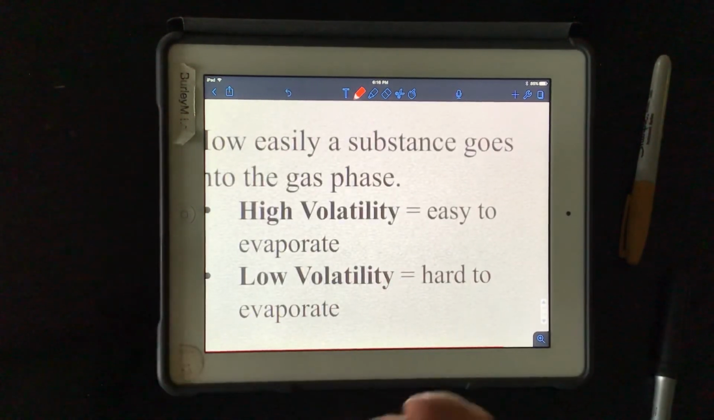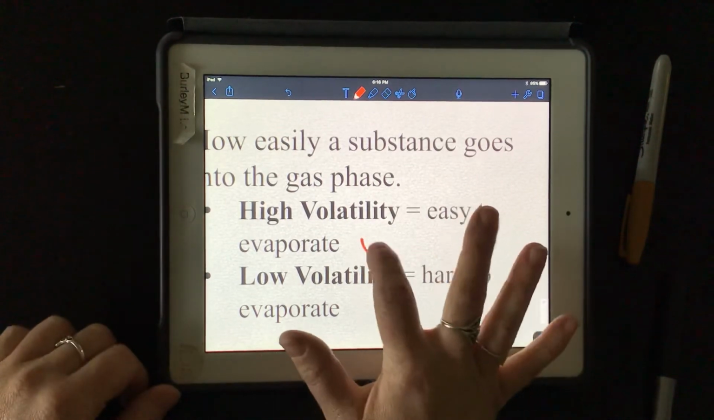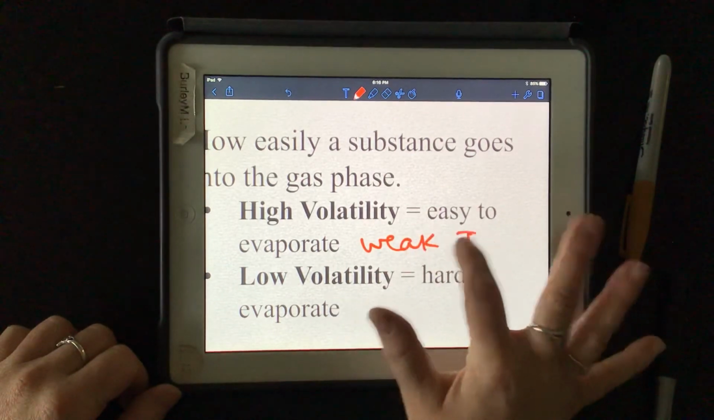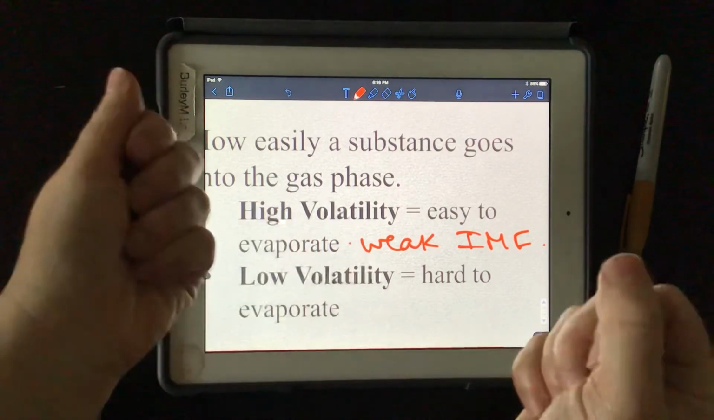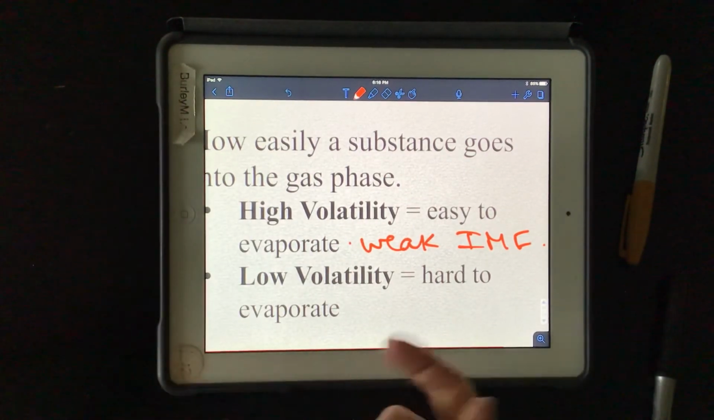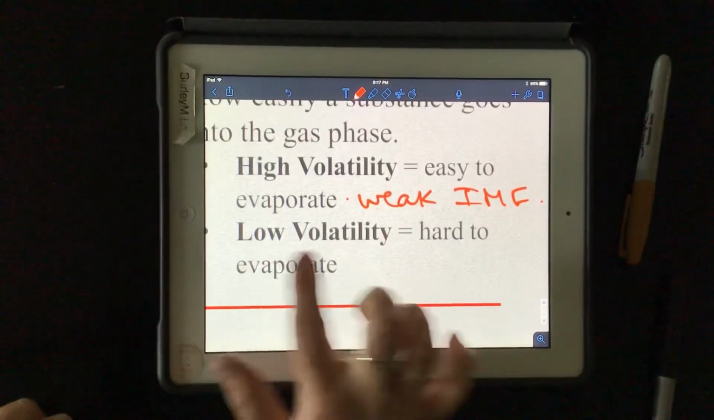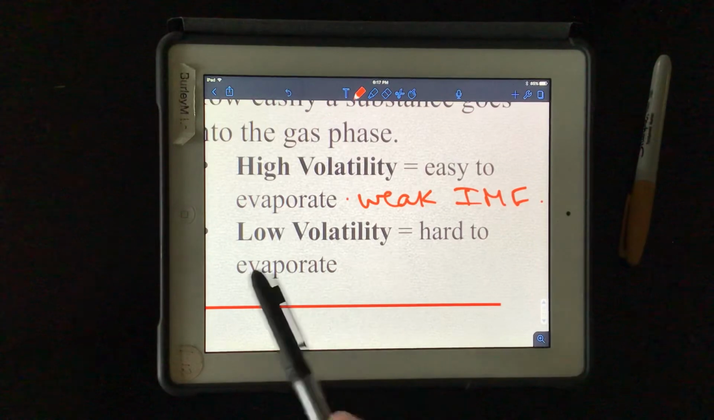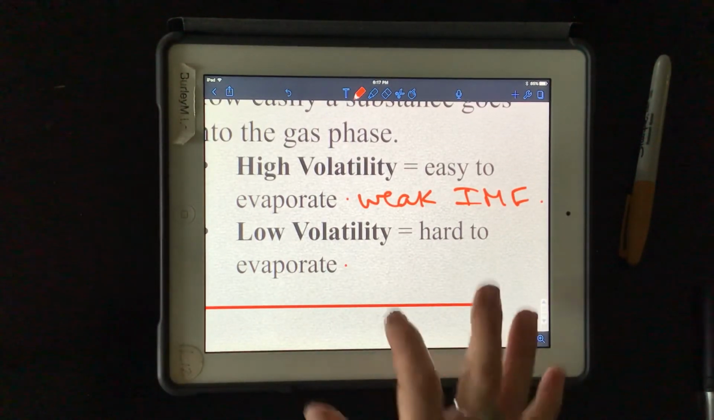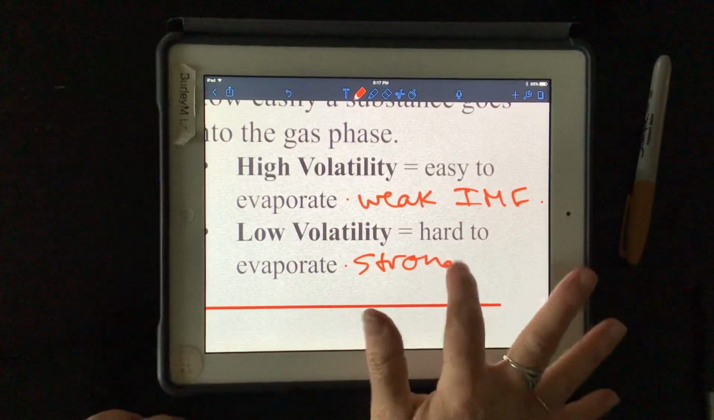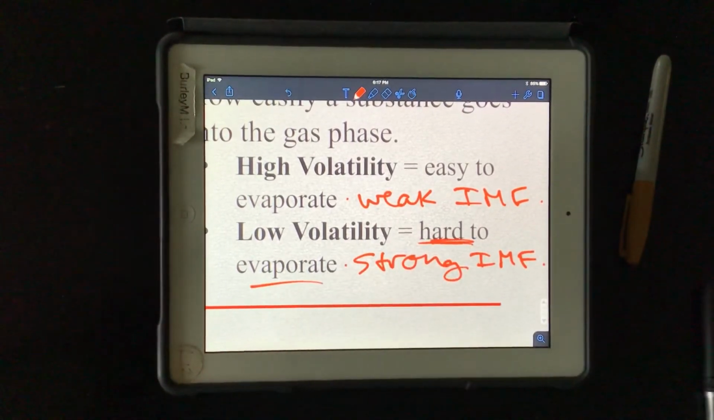So if something has a high volatility or it evaporates easily, or maybe you open up something and it's really smelly, that means it has a weak intermolecular force. And that's why you can smell it so quickly, because those particles are breaking apart, becoming a gas, and then you inhale it through your nose and you can smell it. If something has a low volatility, it's very hard to evaporate. So these would be things that don't smell very much. They have strong intermolecular forces, and that makes them difficult to evaporate.